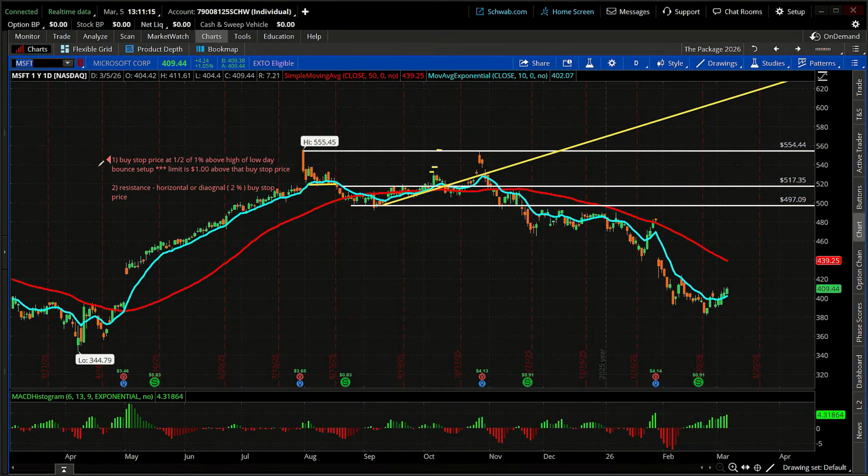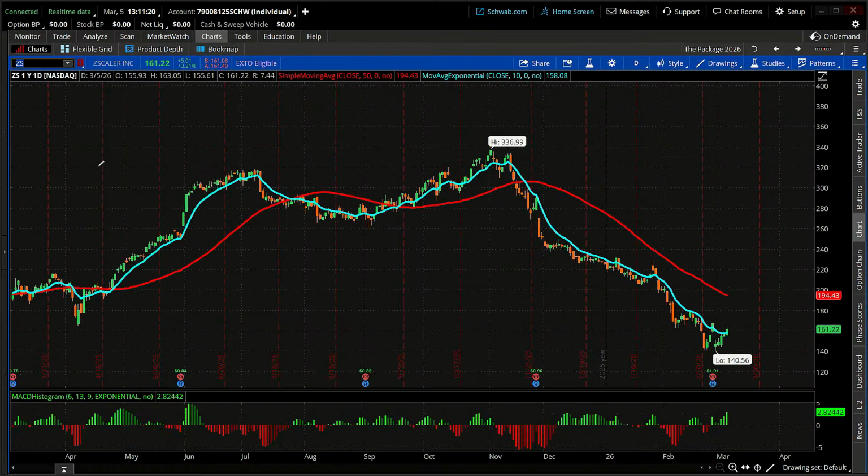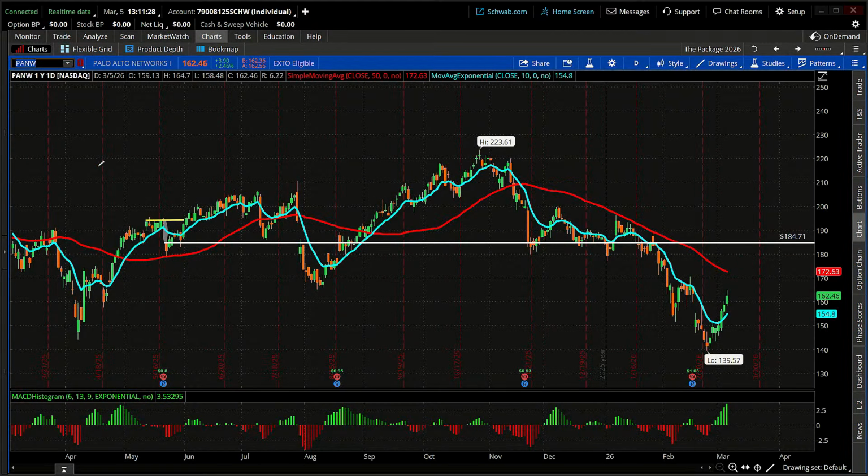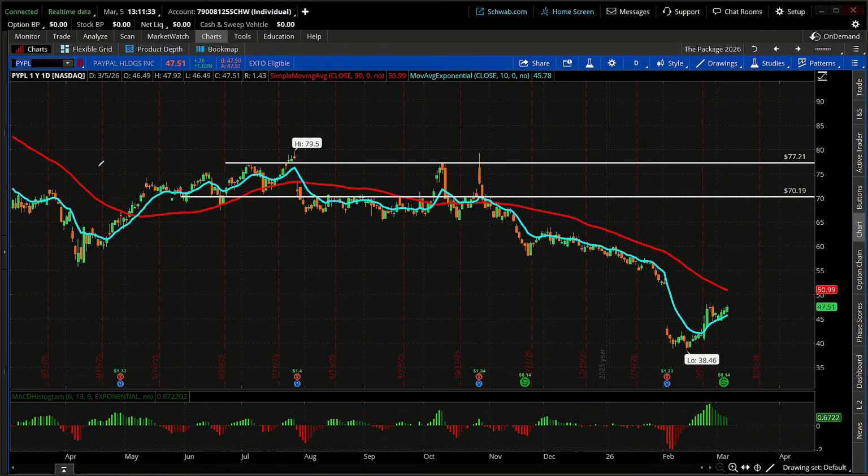Why are we starting to see stocks, for example Zscaler, showing signs of a bottom, getting above the 10-period moving average? Why are stocks like PANW going up when the market's going down? Why is a stock like PayPal going up while the market's been going down?